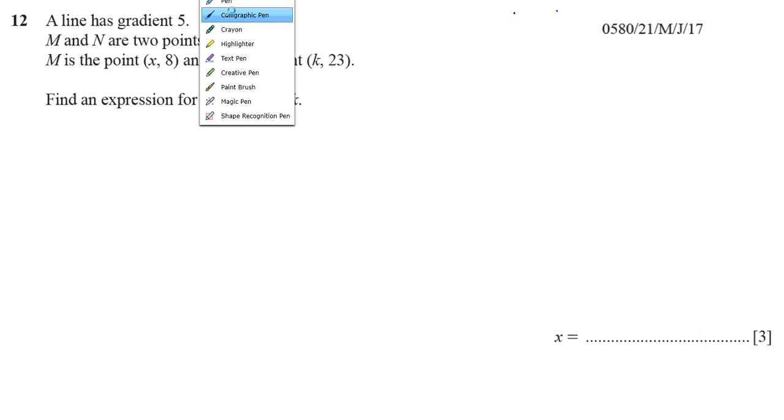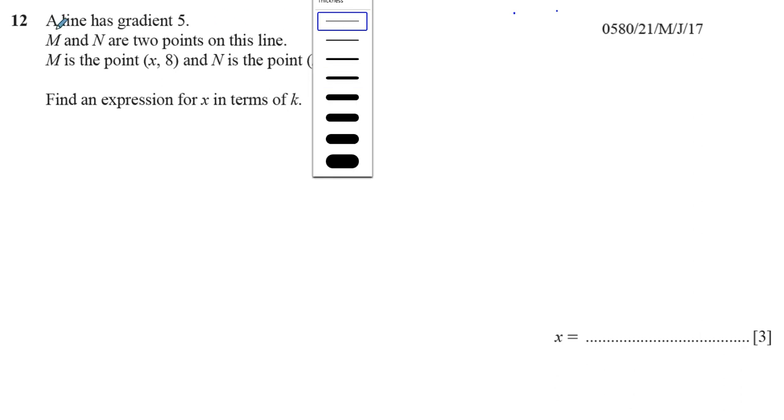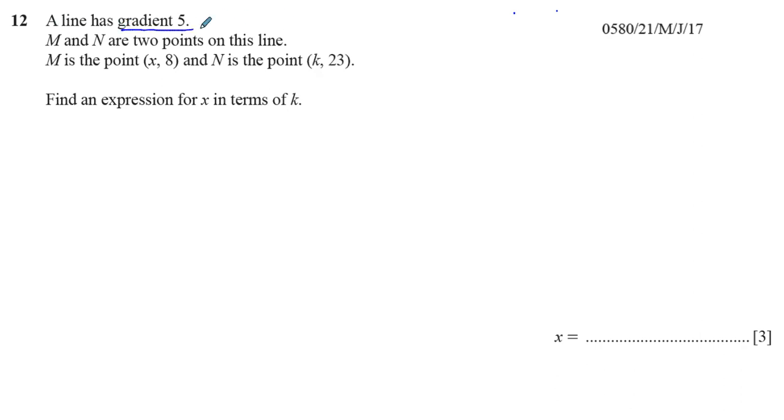We are told in this question that a line has a gradient of 5. So the gradient of the line is equal to 5. Gradient is normally given as a lowercase m symbol. M and N are 2 points on the line. So that means this gradient 5 is the gradient between those 2 points, capital M, capital N. So the gradient of the line MN is equal to 5.